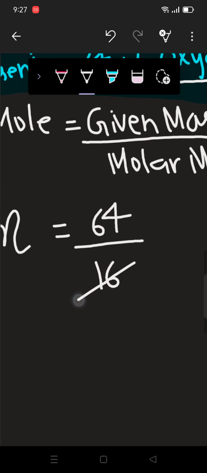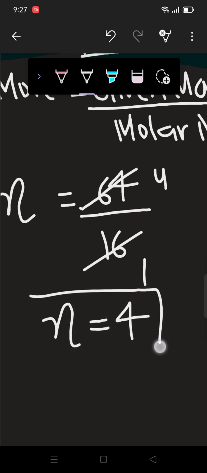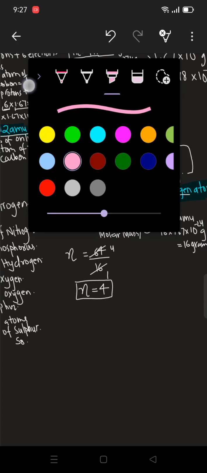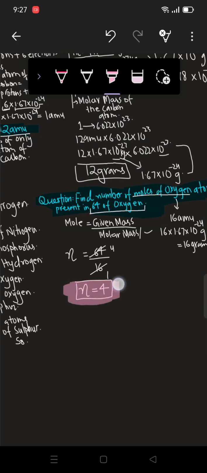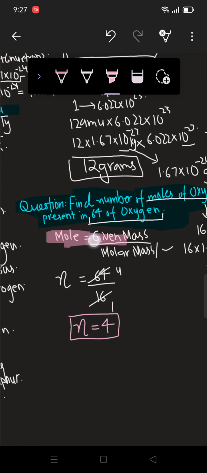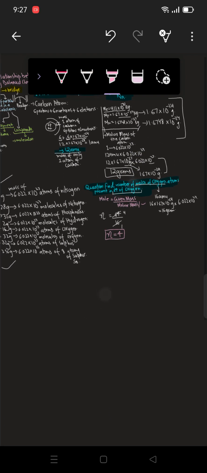Now divide this. 16 ones are 16, 16 fours are 64. So the number of moles present in the oxygen atom is what? These are 4, right? So we have just found the number of moles by the very first formula we have read in today's video, and that is given mass per molar mass, or given mass per atomic mass, right?